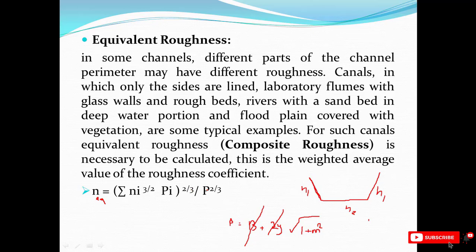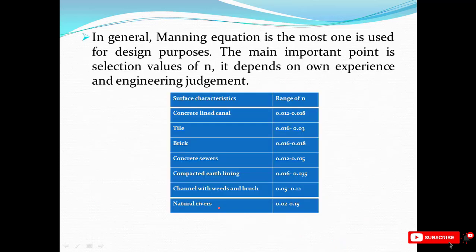Then divide by the summation of p to the power 2/3. Summation p means the total equation. This is p. This is summation p, the whole equation: b plus 2y root of 1 plus m squared, or when you find each one individually and then sum them.